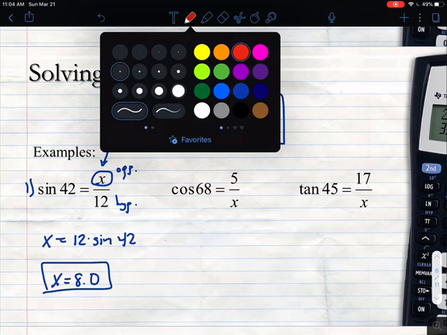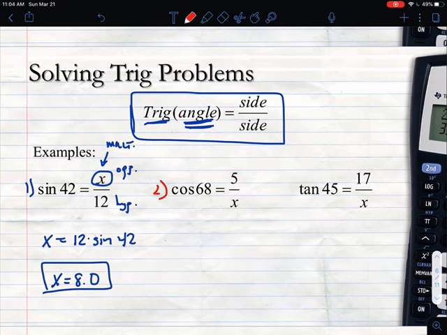Now if we look at our second example though, things are a little bit different. First, we're using cosine, which doesn't really matter which trig ratio we're using. We solve the same way no matter what. But what is different this time is x is on the bottom. So whenever x is on the bottom, rather than multiply, we're going to go ahead and divide. So we're not going to take 5 times cosine 68. We're going to take 5 divided by cosine of 68. So when I want to find x, I'm going to take my 5 divided by cosine of 68.